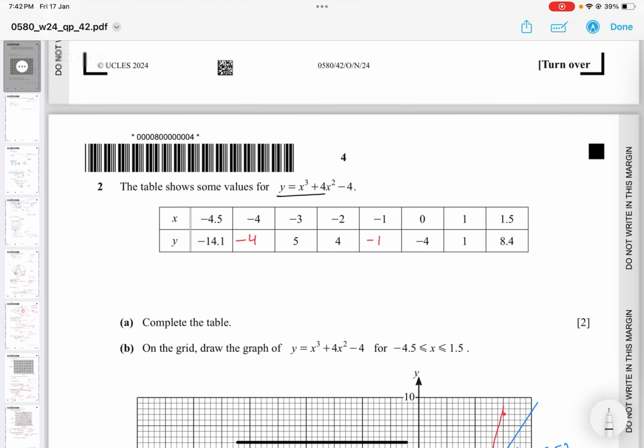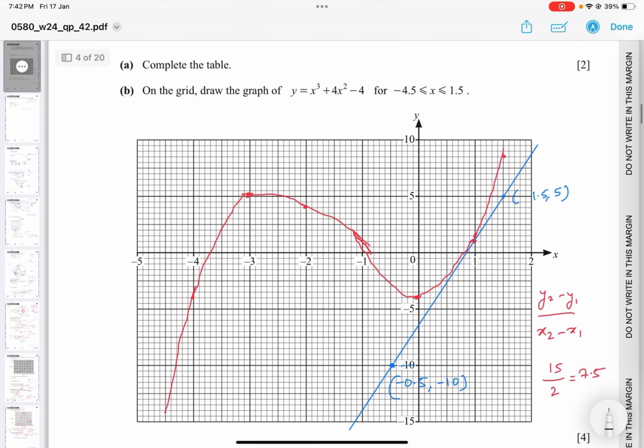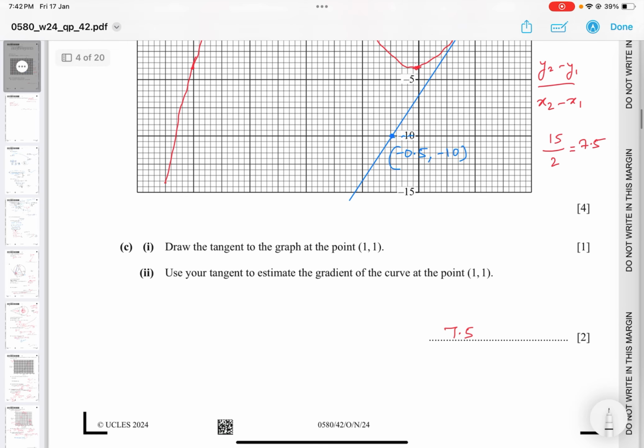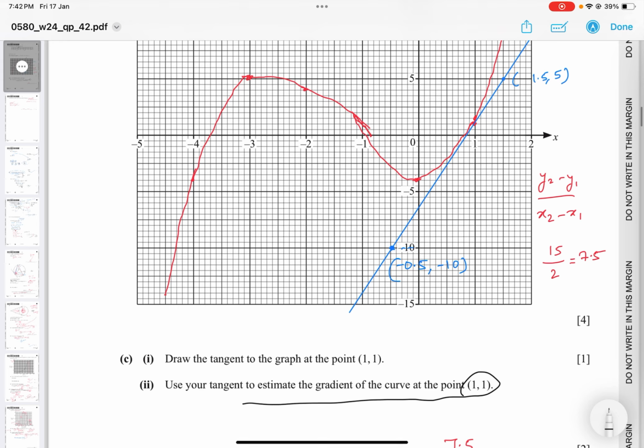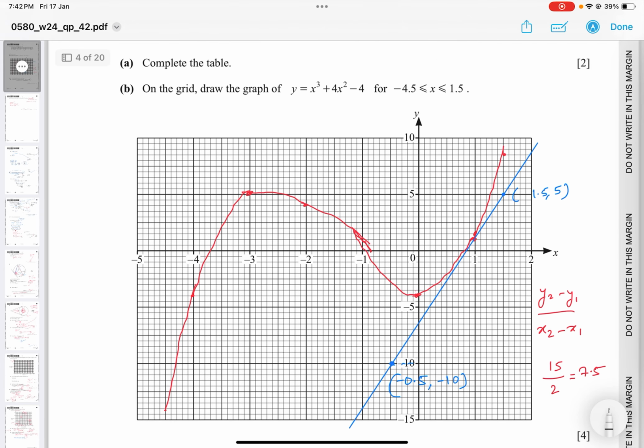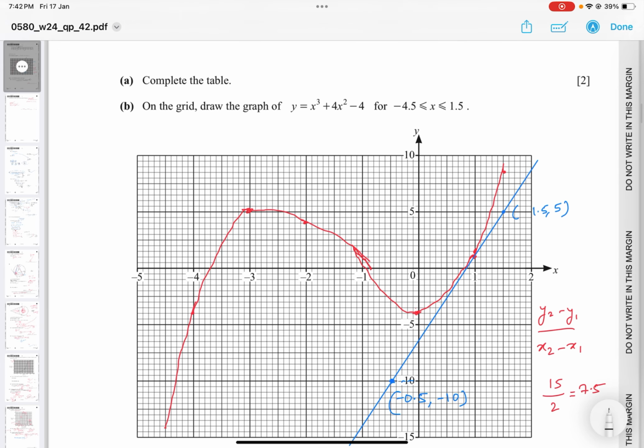Table shows some values of y. Now, we have to complete it. Just plug in the value of x over here. You will get y minus 4, y minus 1. Very simple. Just plot the graph. It would be like this. We have to draw a tangent at 1, 1. So, this is our 1, 1, right? We have to draw a tangent over here. I have already done that.